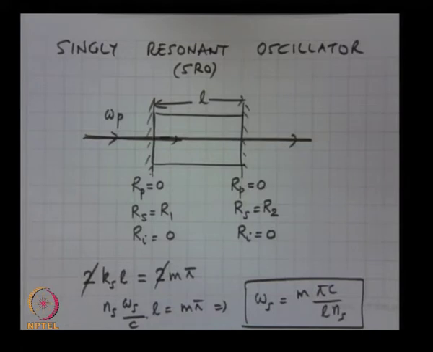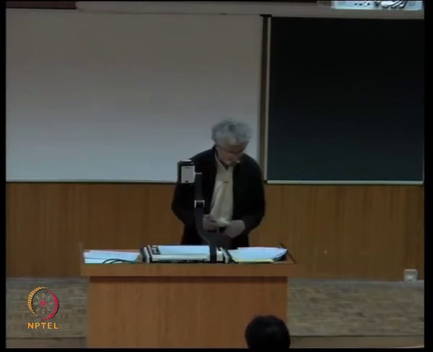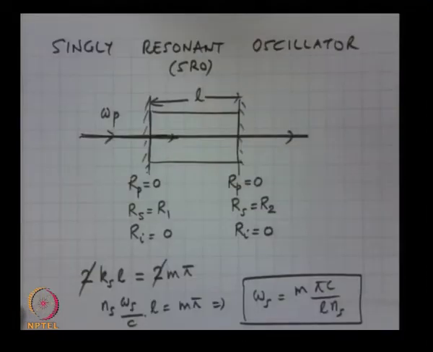So these are discrete frequencies, and what is the difference? Can we calculate what is the frequency spacing between the modes? These are the modes of oscillation of this cavity. That means the modes that can survive within the cavity, which form a standing wave pattern inside the cavity.